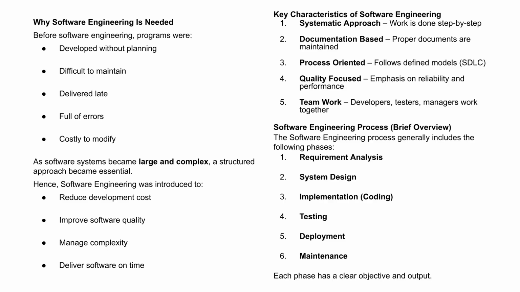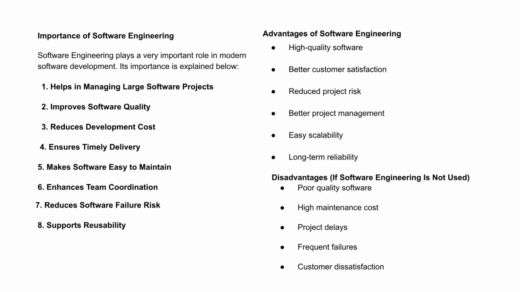Software engineering process. Brief overview. The software engineering process generally includes the following phases: requirement analysis, system design, implementation coding, testing, deployment, maintenance. Each phase has a clear objective and output. Importance of software engineering. Software engineering plays a very important role in modern software development. Its importance is explained below.